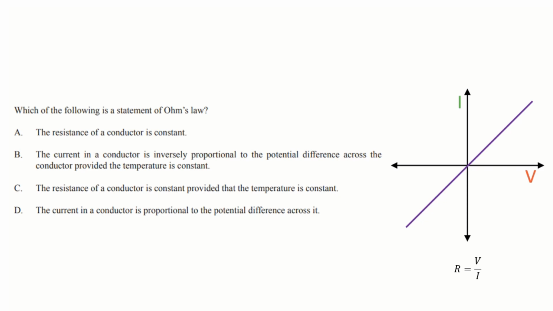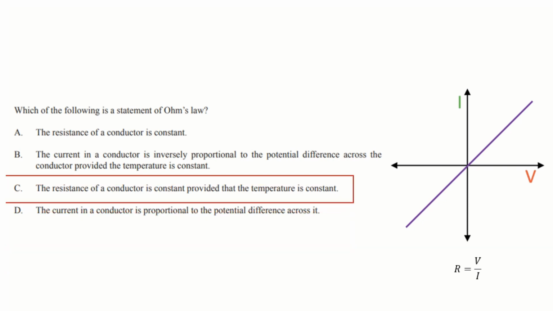Okay, Ohm's law has a condition associated with it, and that is that the resistance, that ratio, is going to be constant provided we have constant temperature. If the temperature is not constant, for example, if the temperature is increasing, there'll be increased vibrations of the lattice ions, and therefore those electrons are going to be impeded, and therefore that resistance is going to increase.